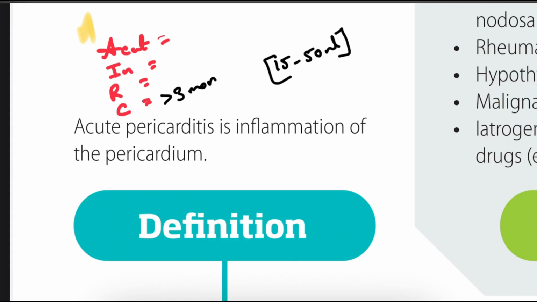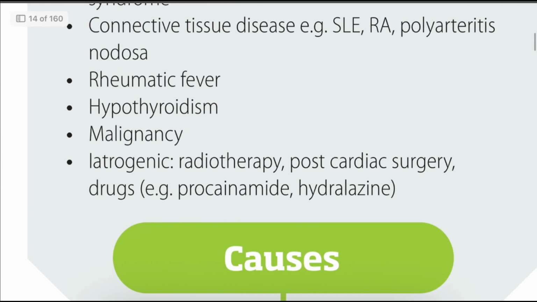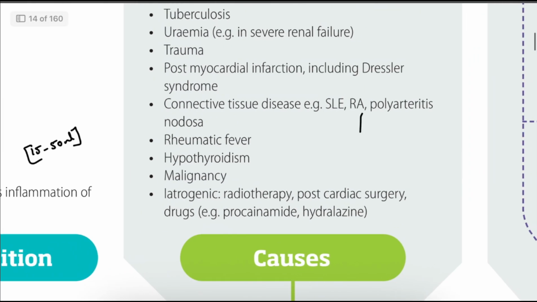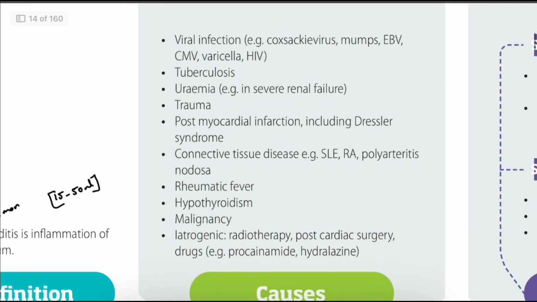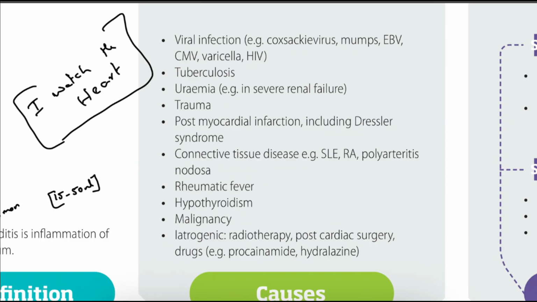In the causes, we have one mnemonic to find them, that is I WATCH THE HEART. This is the main mnemonic for finding the causes of pericarditis. I means idiopathic, unknown cause. Next, W means viral infections, for example Coxsackie, mumps, Epstein-Barr virus, cytomegalovirus, varicella, and HIV.